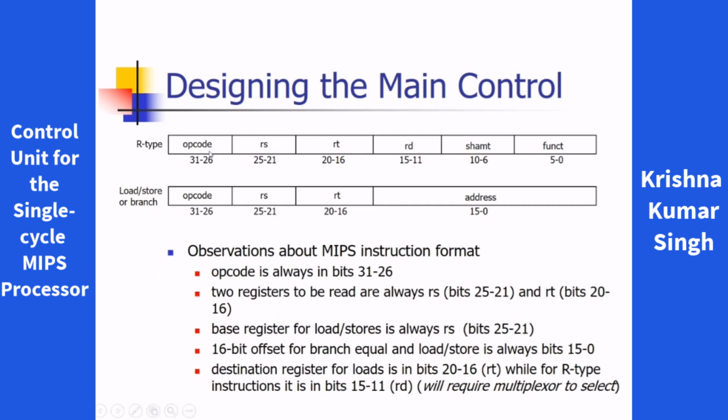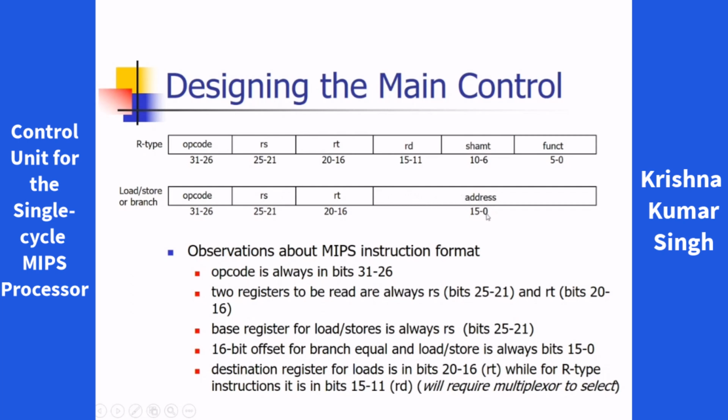31 to 26. This part. And for the R-type, we always need to read two registers from the register file, and they can be found in the Rs field and Rt field. For the load and store, the Rs is always the base register and the offset is determined by the 16-bit value that we have in the bits between 0 to 15 of the machine code.